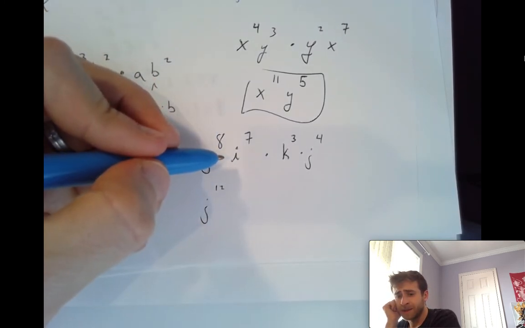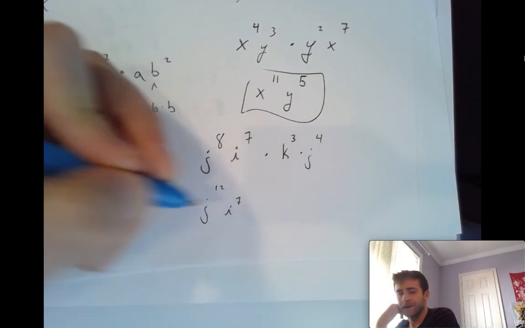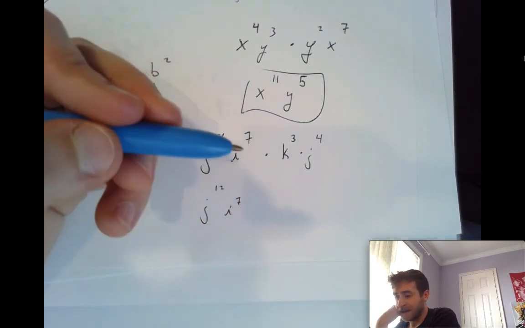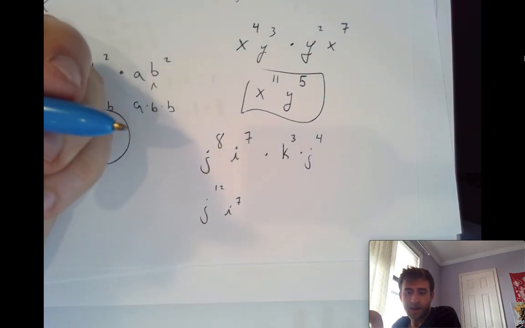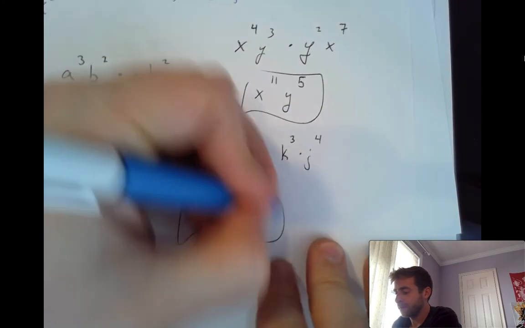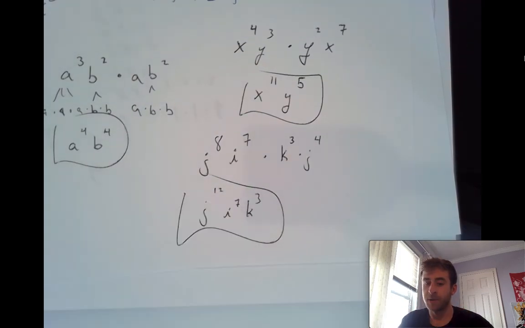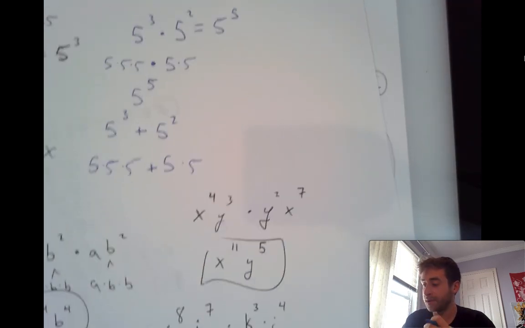This i to the power of 7, there's no other i's to add up to it. So it just comes along for the ride. i to the power of 7. This k to the power of 3, it has no other k's that are multiplying to make more. So it's just going to be k to the power of 3. That is your solution over there. So just getting some practice with multiplying some exponents of similar variables.